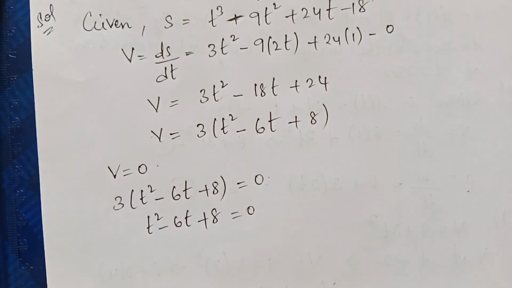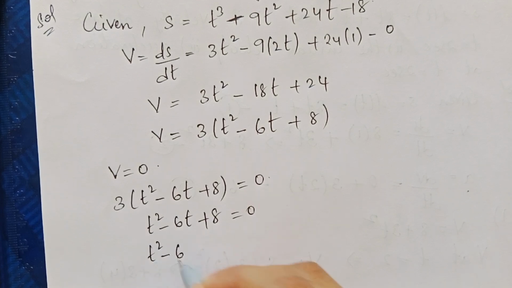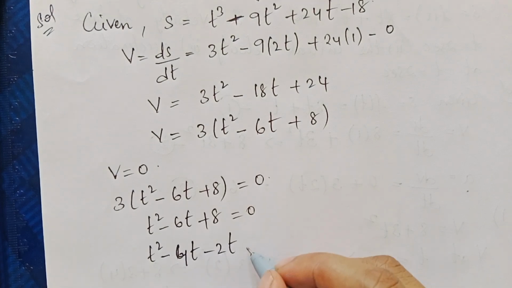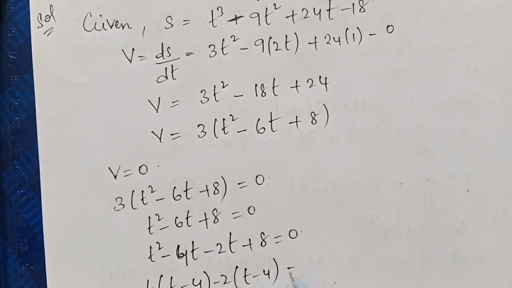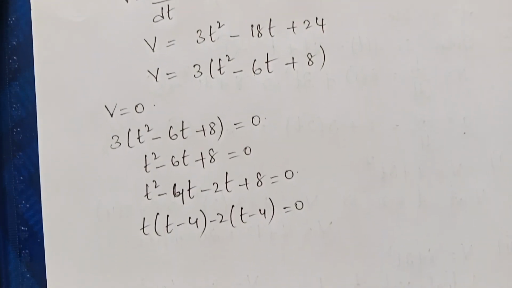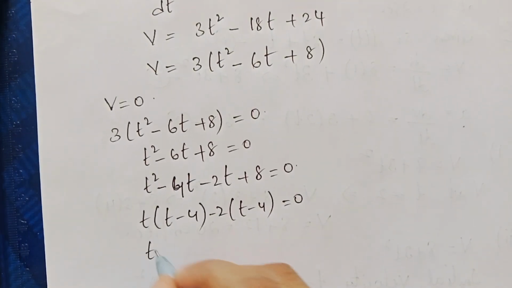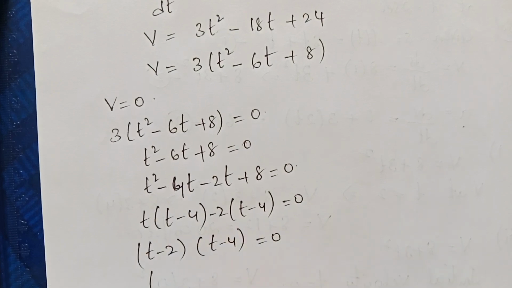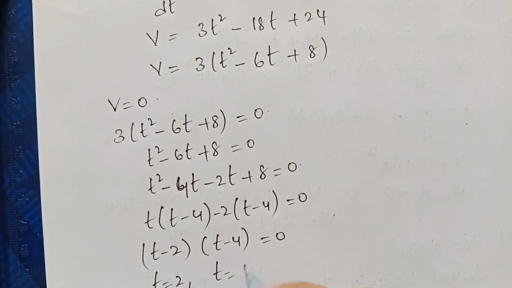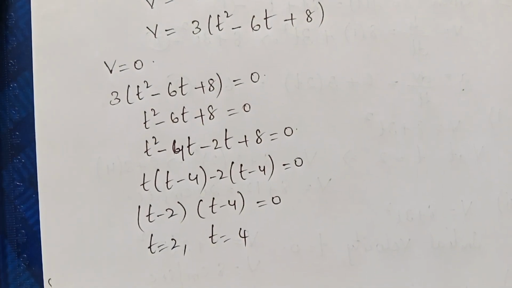So this will become factorization. 4 twos are 8. So it will be t square minus 4t minus 2t plus 8 equals 0. So taking t common, it is t minus 4, and here also it is t minus 4, minus 2 will be the common factor of both. So we'll get here the two factors, t minus 2 and t minus 4 equal to 0. So t equals plus 2, t equals plus 4, right?